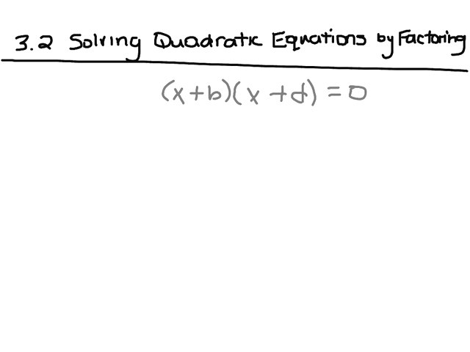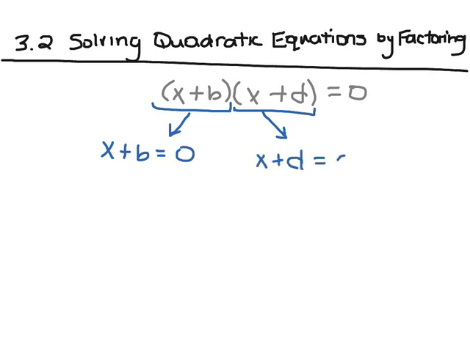So if this times this equals 0, either this has to be 0, or this has to be 0, or they both have to be 0. A way to prove that is you're going to split your factored trinomial into two groups. So we have x plus b equals 0 and x plus d equals 0, because we know that either this has to be 0 or this. So we're going to set them both equal to 0.